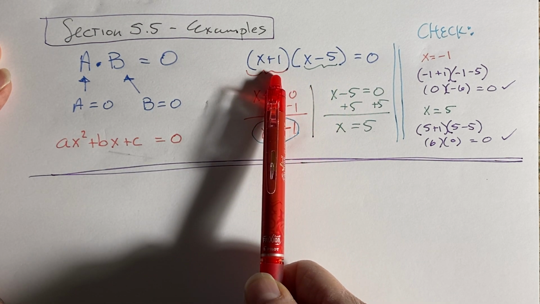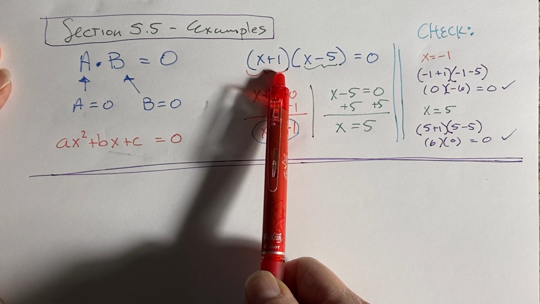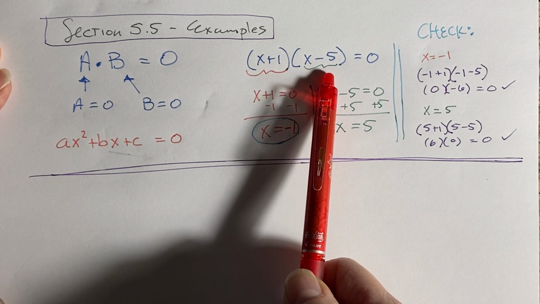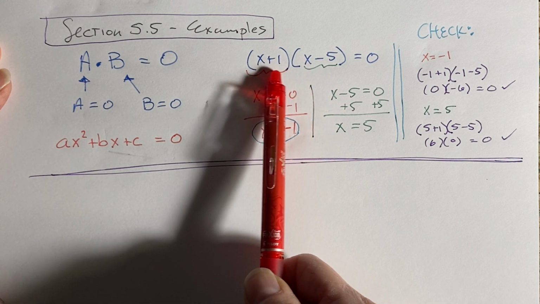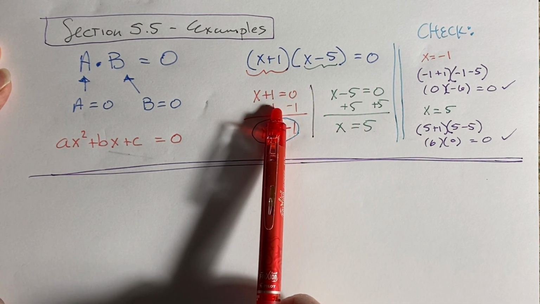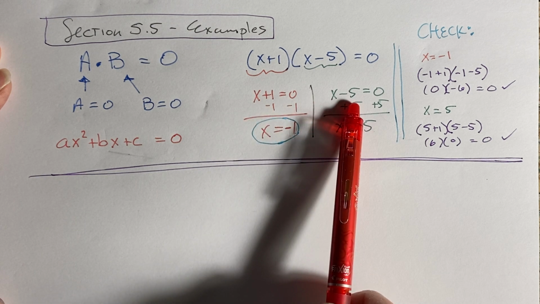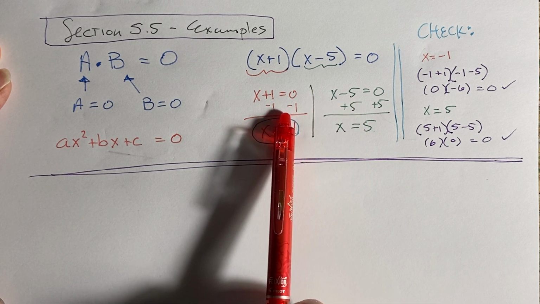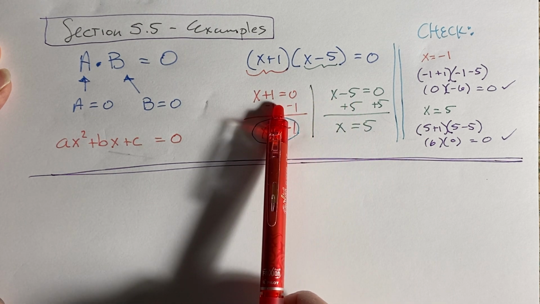So you have these two things multiplied together. You have the factor of x plus 1 and the factor of x minus 5. If when we multiply them we get 0, then either the x plus 1 has to equal 0 or the x minus 5 has to equal 0, or both of them. So we're left with these two little equations right here to solve.